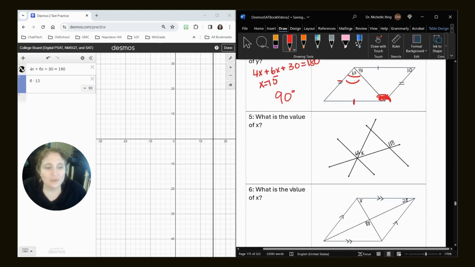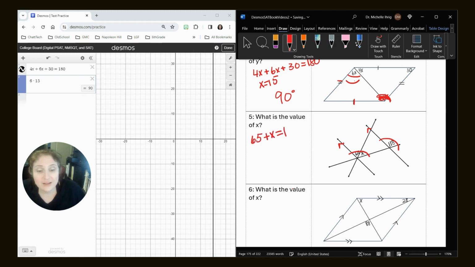What is the value of x? Okay, we are going to presume that these are parallel lines. I'll fix it in the book so that you know that they are. These two angles right here are called corresponding angles. So what we're going to do is 65 plus x equals 118 because they're corresponding angles.